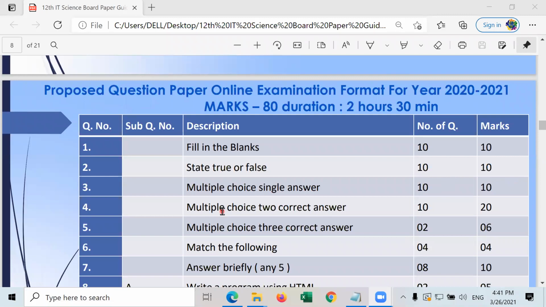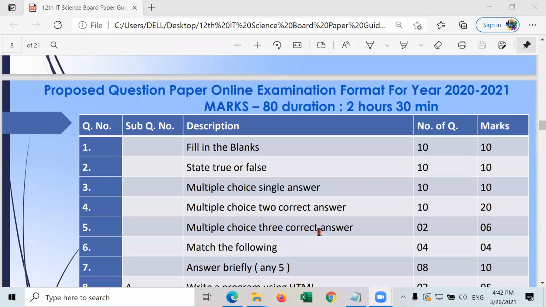Moving to question number 4. Question number 4 is also a multiple choice question, but here you have to select two correct answers. You will be given 4 options. Out of 4 options, you have to select two correct options. If you select two correct answers, you will get 2 marks. If you select one correct answer, you will get 1 mark. If both answers which you have selected are wrong, you will get 0 marks. In question number 4, there will be 10 questions. Each question will carry 2 marks. 10 twos are 20. Moving to question number 5.